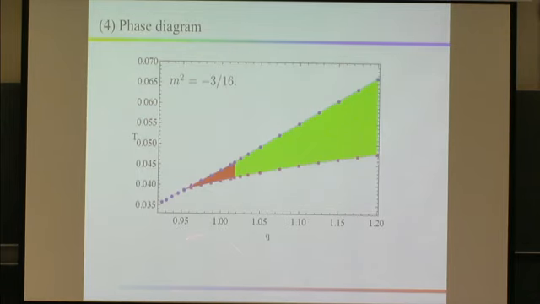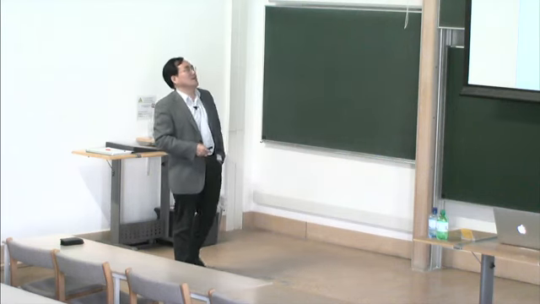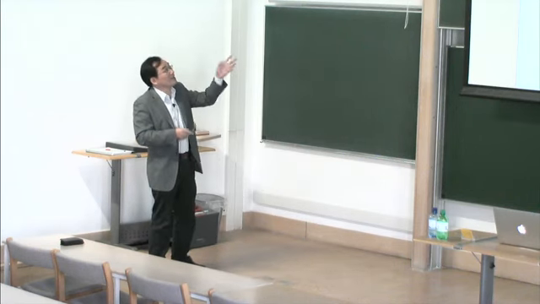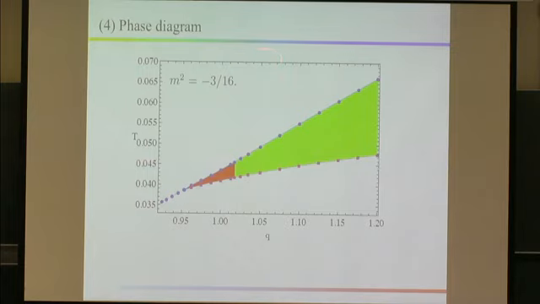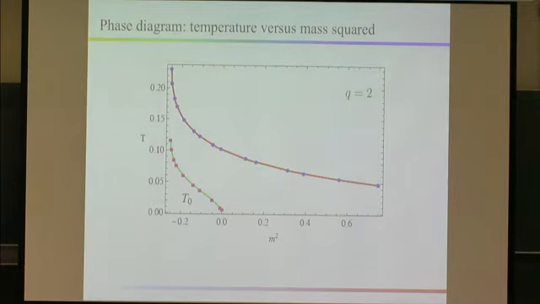If the Q is less than this one, then just the regulated condensation happens. So this is the case with this mass case. And this is the first line with temperature with respect to the mass squared.